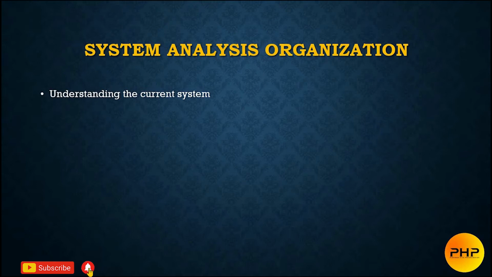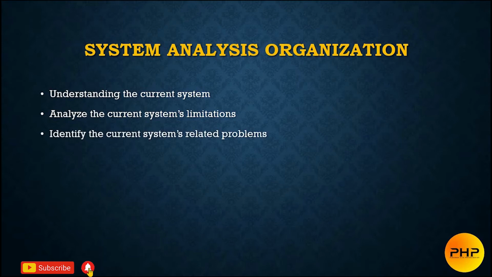Then we analyze the current system, its symptoms and its limitations. To analyze it, you identify the issues with the current system. Maybe a friend is saying it uses manual paper, too much paper. They use the manual system. So you have to identify the problems related to the current system.